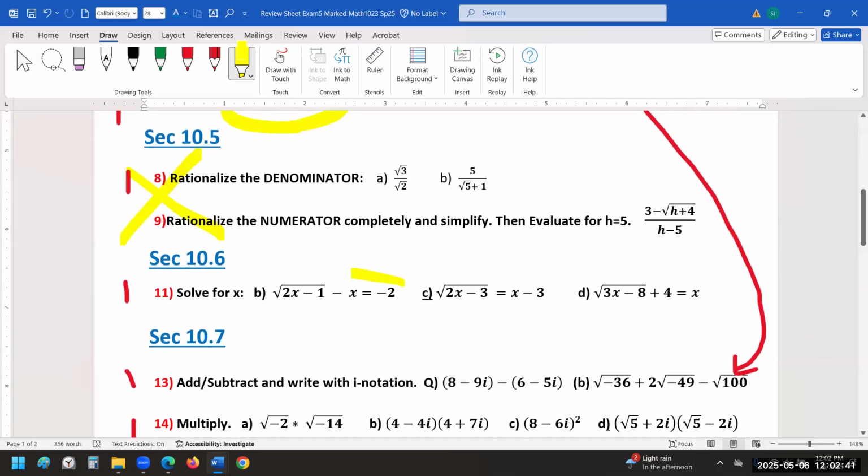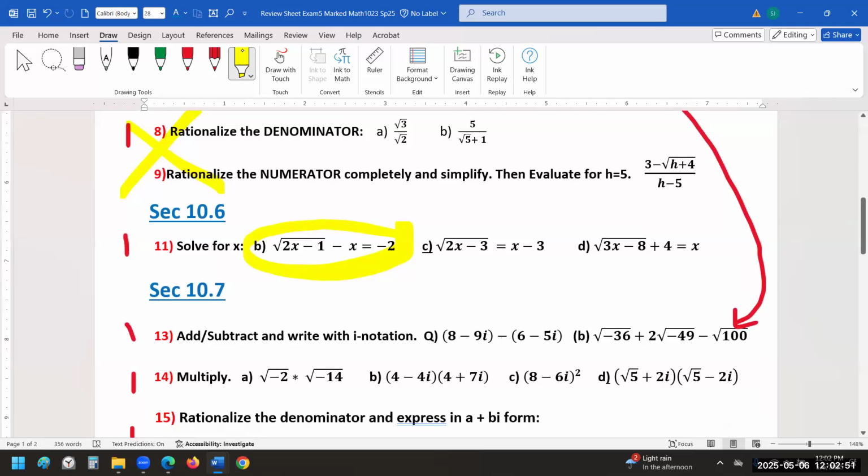Solving this type. Addition and subtraction, this type. Multiplying is a combination of these. One question where I combine these two.